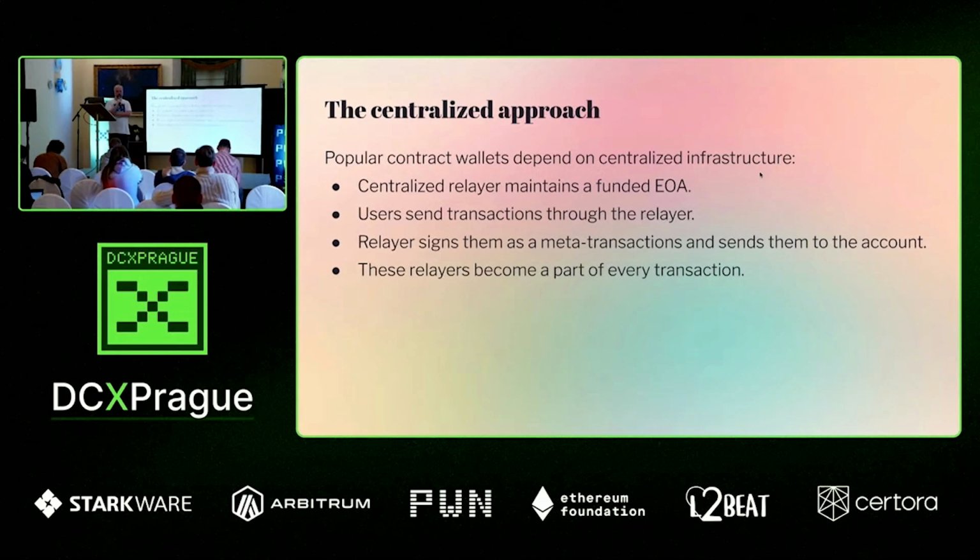It sends a transaction to a relay. The relay signs the transaction with an EOA that is funded. It's owned by the relay operator. Puts it on chain. Then this meta transaction gets peeled off by the smart contract wallet, which handles the transaction and then reimburses the relay. And now this approach works.